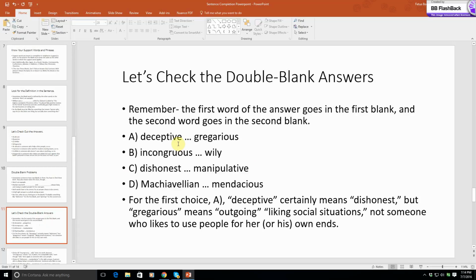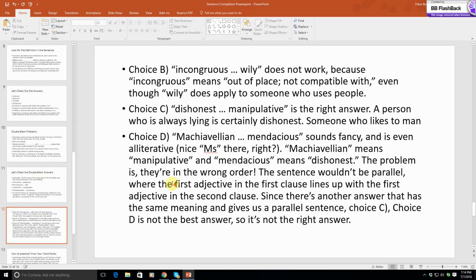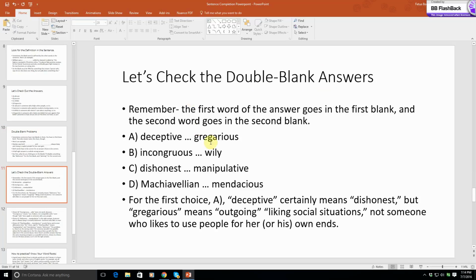Let's look at choice B, incongruous. Well, incongruous, that means something that doesn't really go with other things. If we look here, incongruous doesn't work because that's out of place. And even though wily, choice B here, does mean somebody who is manipulative or somebody who likes to exploit people, someone who's very cunning, it doesn't work with incongruous because incongruous doesn't fit in the first blank. So remember, half right means all wrong.